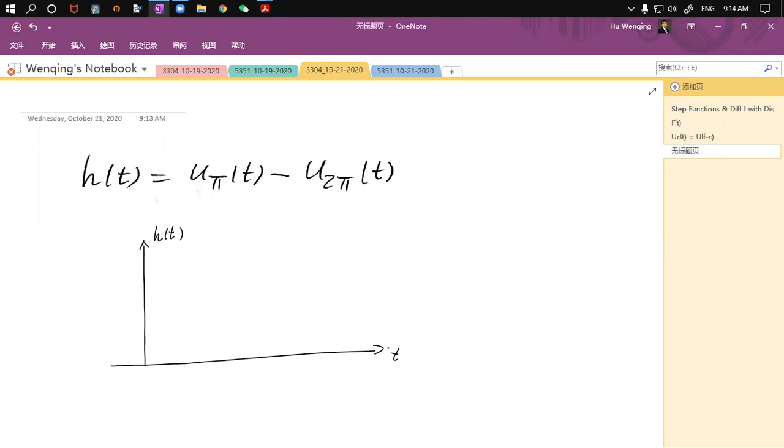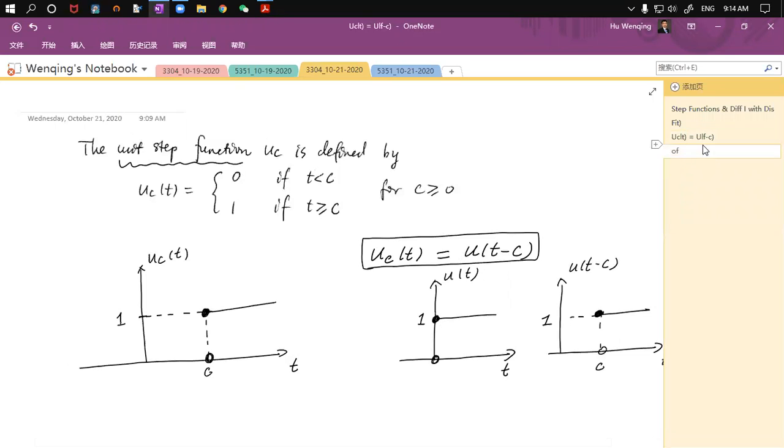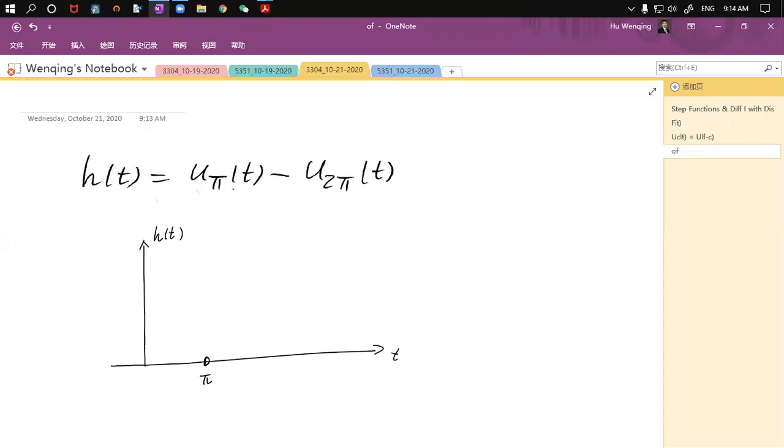So what's going to happen is that before time pi, u pi of t is going to be 0. Remember, u_c of t is equal to 0 before time c. So before time pi, u pi of t is going to be 0, but u 2 pi of t is also going to be 0 because you have pi, you have 2 pi. Is that good, family? So that's going to be 0 minus 0. So the value of the function is going to be equal to 0 before time pi. Then starting from time pi, u pi of t is equal to 1, but u 2 pi of t is still 0 because you're before 2 pi. So that's going to be the scenario.